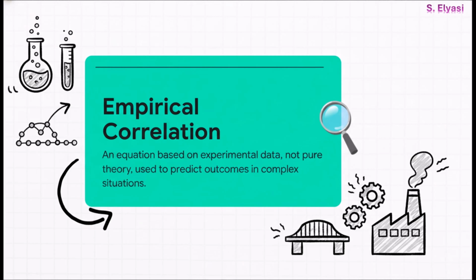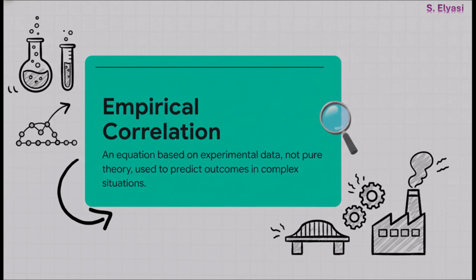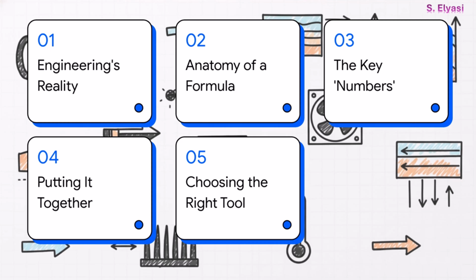So when pure theory hits a brick wall, engineers get practical. We use something called an empirical correlation. See, this isn't some equation that a genius came up with just by thinking really hard. Instead, it's built by running tons of experiments, collecting a mountain of data, and then finding the formula that actually fits what's happening. It's the bridge from the clean world of the lab to the messy reality of a chemical plant.